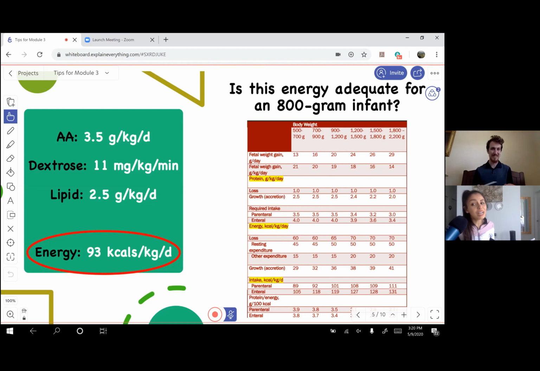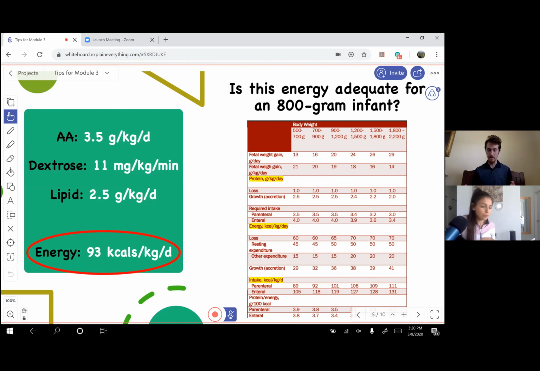So we have a couple of sources of normative data. The one that we're going to be using here is Ziegler, but there are other sources. There's ESPGHAN, and there's also the American Academy of Pediatrics, the AAP, that has normative data, correct? Yes. But we're going to just look at Ziegler's table here. It was based on his research, and I'm sure we'll have links for the references.